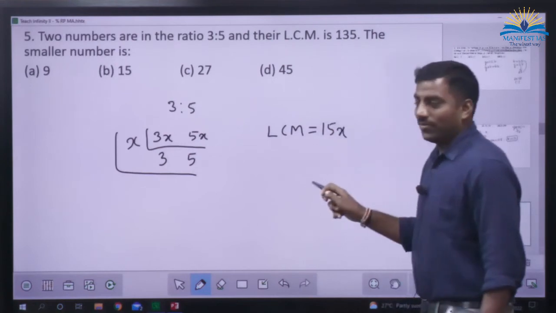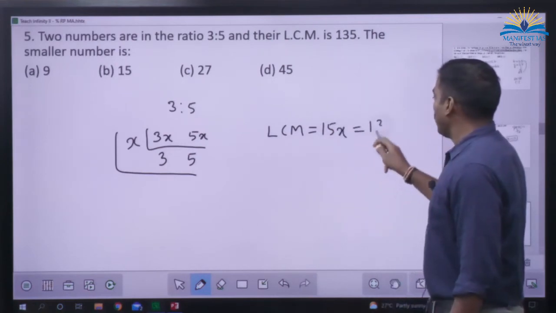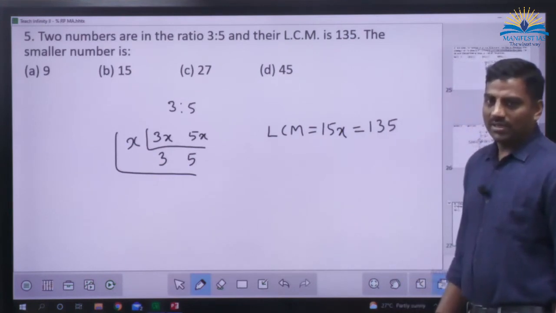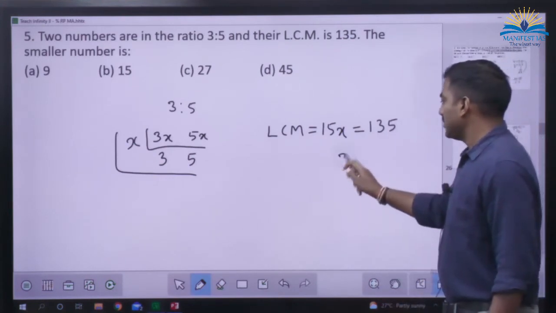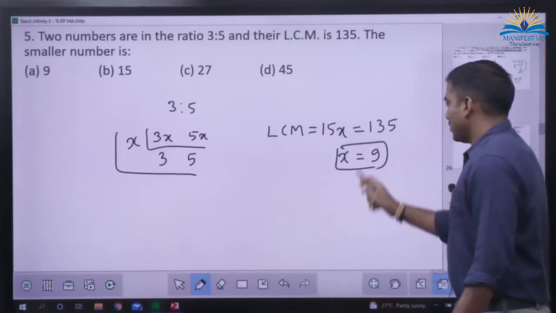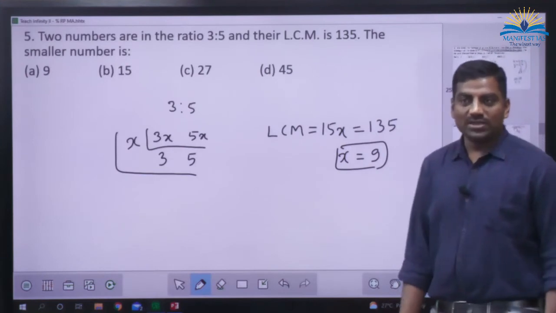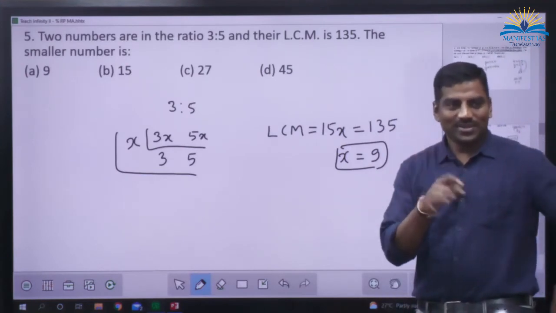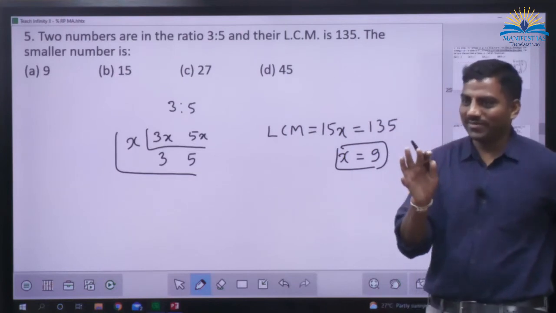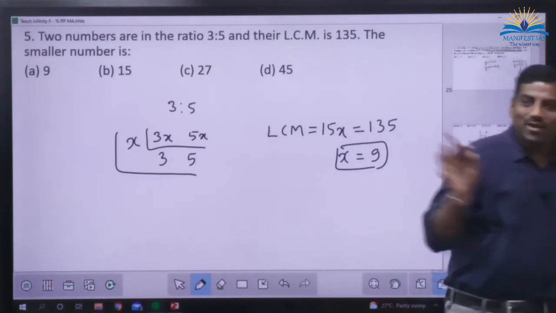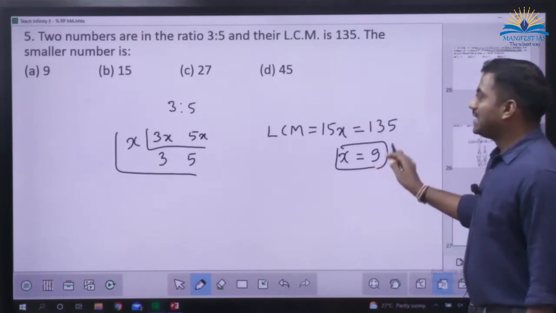I am happy. It is equal to 135. Correct? What is the value of x? x is equal to 9. Should I reach to the low that 135 divided by 15? You give me that much dignity. I want to maintain that dignity. I don't want to come that low. x is equal to 9.